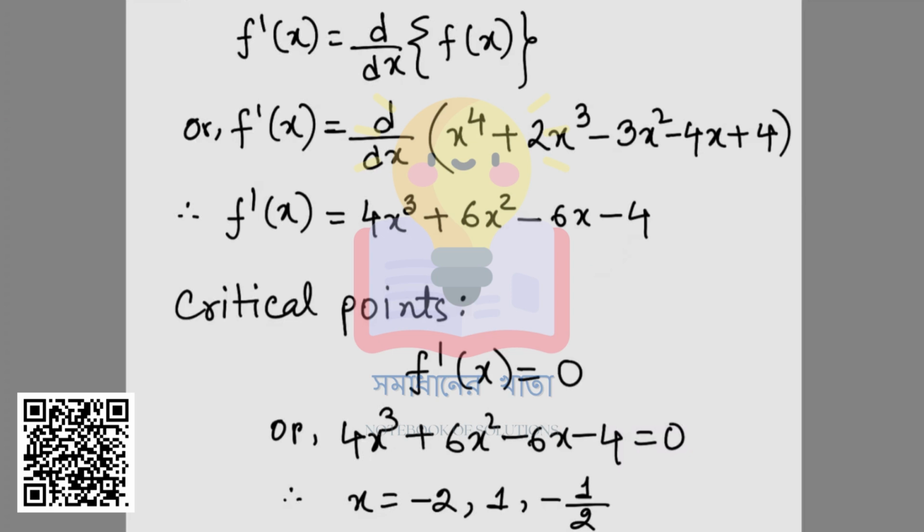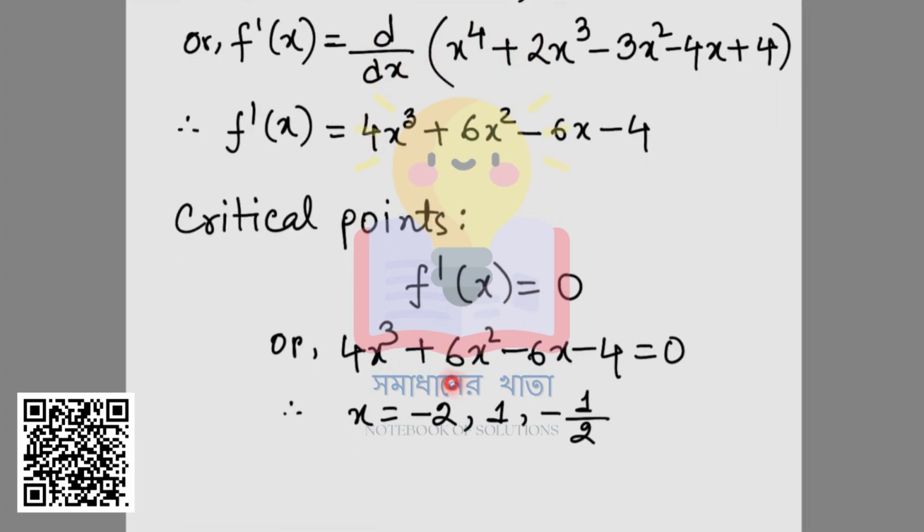Now, we set the first derivative equal to 0 to find the critical points. If we solve this equation, it gives us critical points. What is a critical point? It is a point of the function where the derivative is 0 or undefined. These points tell us where the function may have a maximum, minimum, or inflection point.